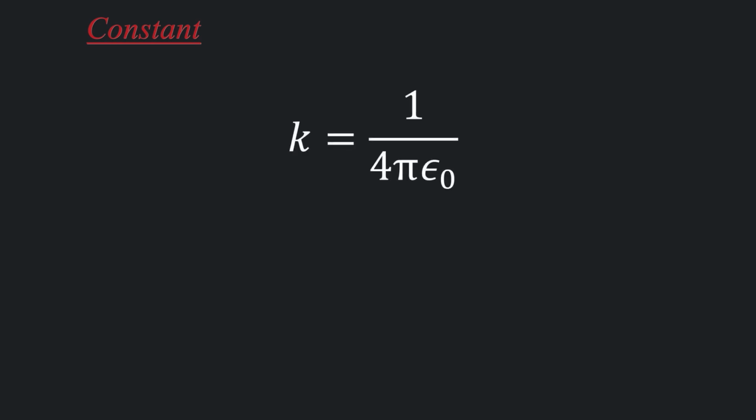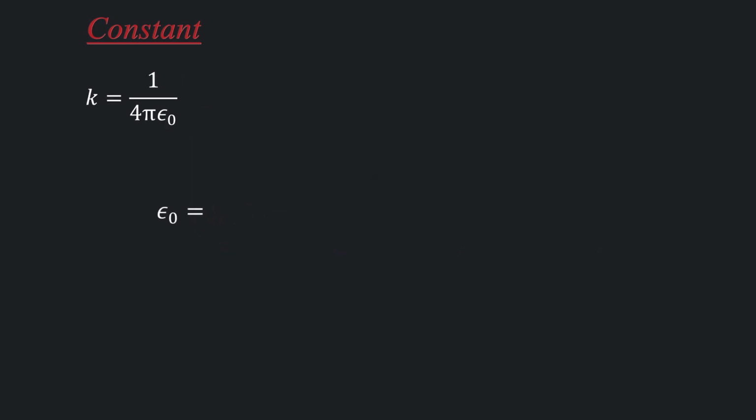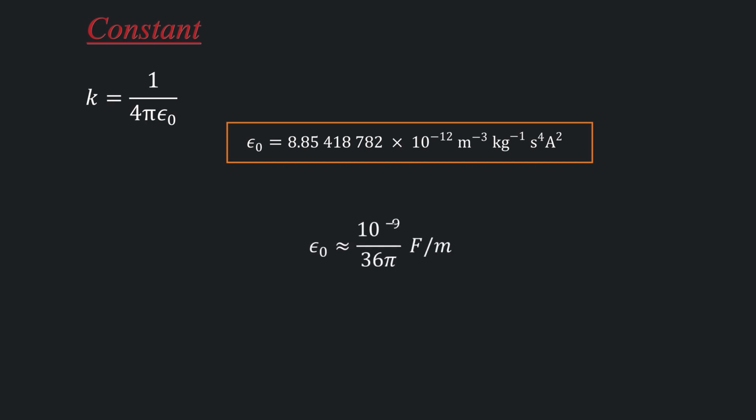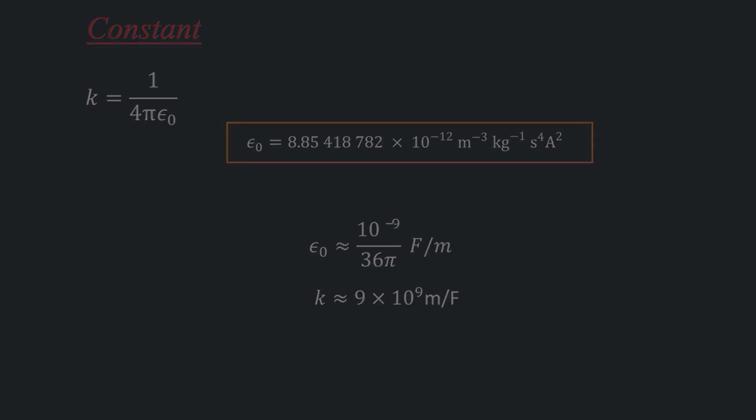Now let's talk about the constant k. In SI units, this is usually written as 1 over 4 pi epsilon naught. This is because it simplifies electromagnetic equations. Here epsilon naught is called the permittivity of free space. Its value is 8.85782 times 10 to the power minus 12. And this may be approximated as 10 to the power minus 9 over 36 pi. By putting it into our previous equation, we get k approximately equal to 9 times 10 to the power 9 meter per farad. Now the final comment about Coulomb's law is that this is directly applicable only for point-like charges.